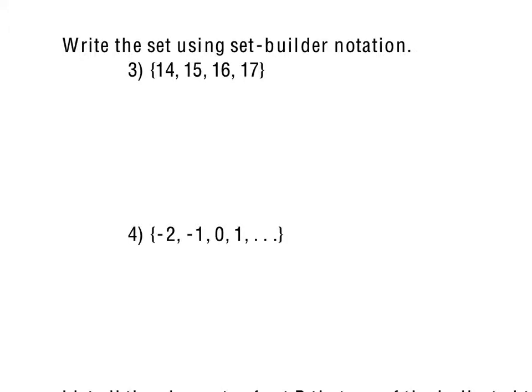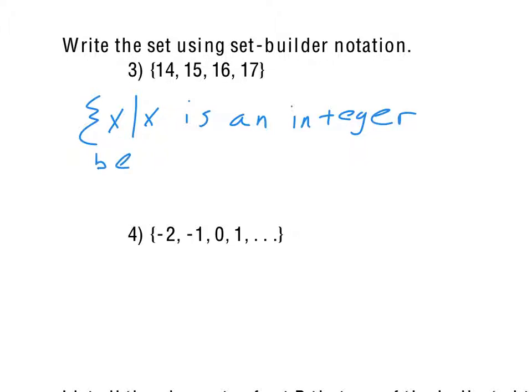Starting with number 3, we're actually using set builder notation. So the numbers 14, 15, 16, 17. So simplest way to do that is say x such that x is an integer between, and since we're saying between, we have to say 13 and 18. And that's probably the simplest format to use for writing that in set builder notation.